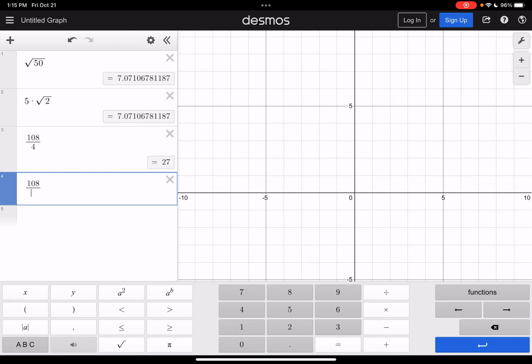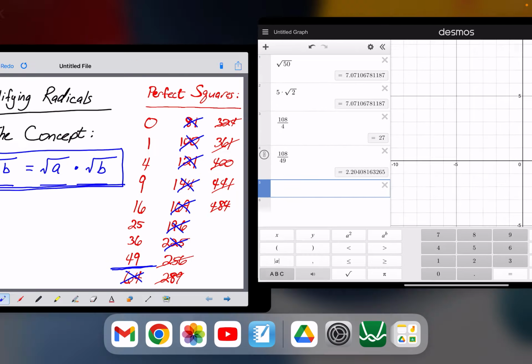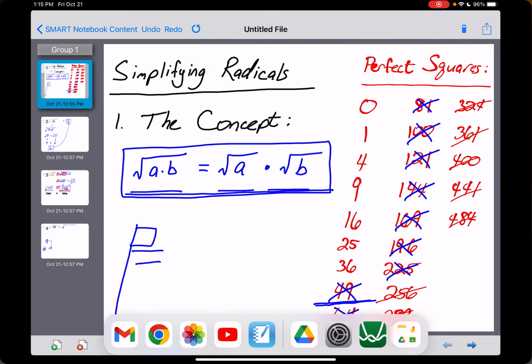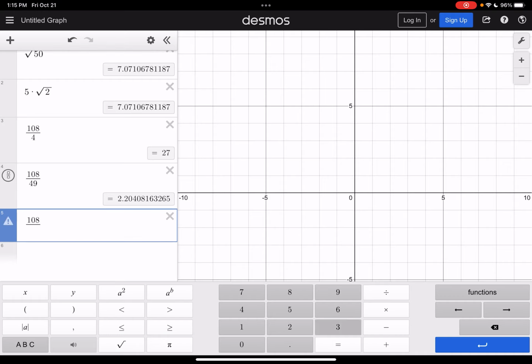Let's find out. 108 divided by 49, and we end up with this ugly decimal. So 49 didn't work. Back to the drawing board here. Nope, not 49. The next number we should think about is 36. So let's give that one a try. 108 divided by 36.